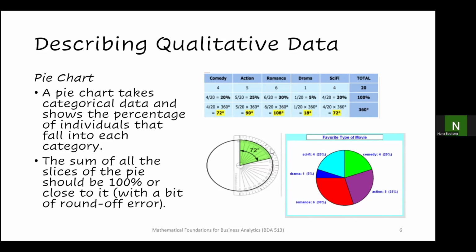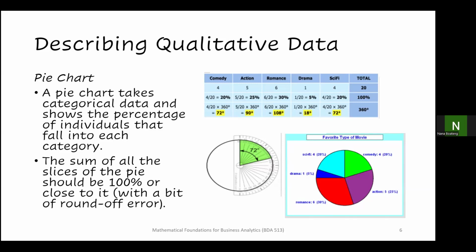All right. So whether it is percentage or in terms of degrees, this can be done. And then normally the sum of all the slices of the pie should be 100%, or close to it. Because of rounding errors, sometimes it's not exactly so. That's why we don't put so much weight on pie charts. But at least you know how it is calculated.